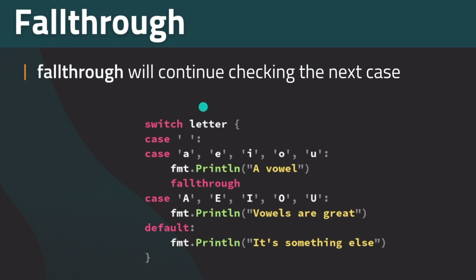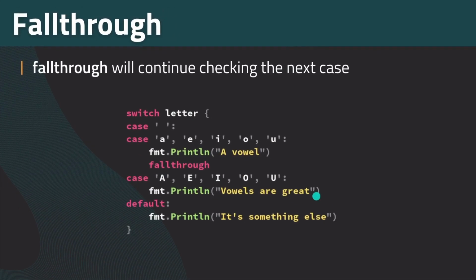So for example, if we have the letter be equal to I, this case will be executed because I is present here. We'll print out a vowel. The fallthrough keyword is encountered, and we're going to automatically execute the next case, even though it's not equal to any of these. So we'll print out a vowel, and vowels are great. The fallthrough behavior can be useful if you want to always execute some code, regardless of which case was matched.